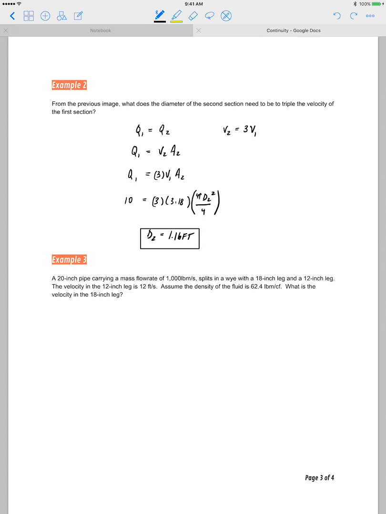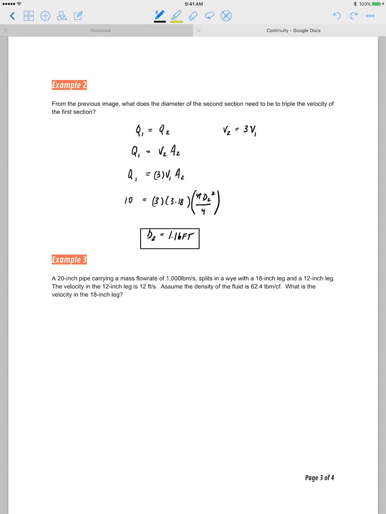A 20-inch pipe carrying a mass flow rate of 1,000 pounds per second splits in a Y with an 18-inch leg and a 12-inch leg. The velocity in the 12-inch leg is 12 feet per second. Assume the density of the fluid is 62.4 pounds per cubic foot. What is the velocity in the 18-inch leg?